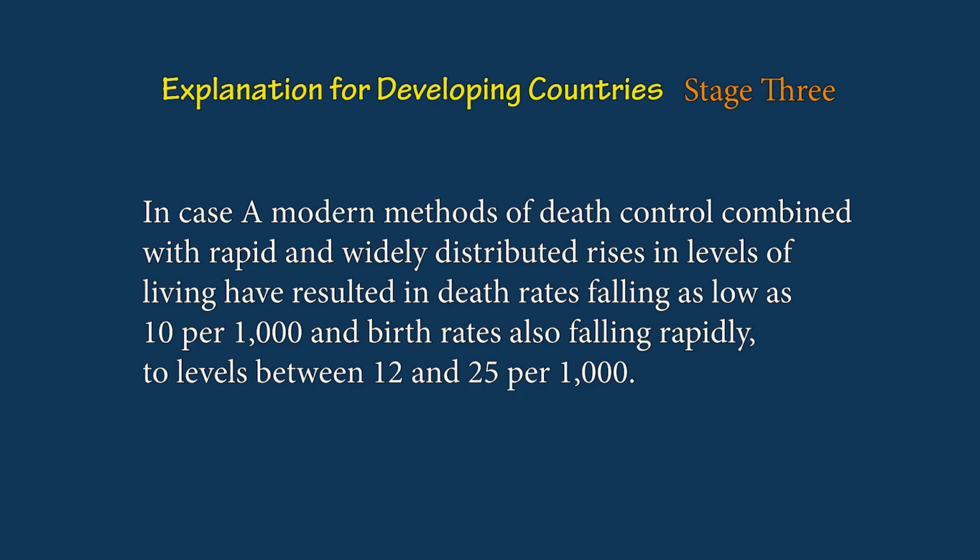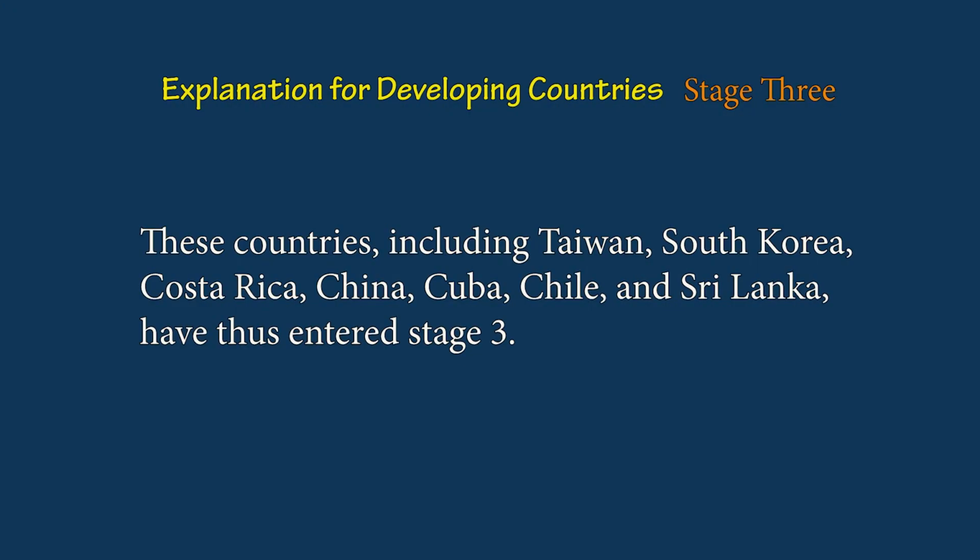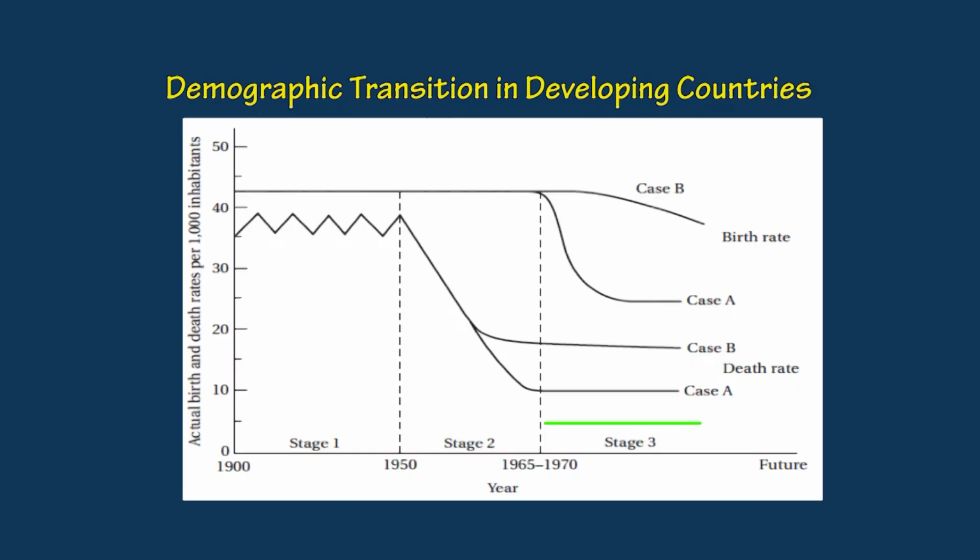So what are the countries in case A? Basically, in stage 3 we can point out two classes of countries, case A and case B. Case A are those countries that performed better in terms of health and other things due to technological advancement. In case A, we can point out countries like Taiwan, South Korea, Costa Rica, China, Cuba, Chile, Sri Lanka. Such countries performed better, so their decline in the death rate is much more significant than many other countries.